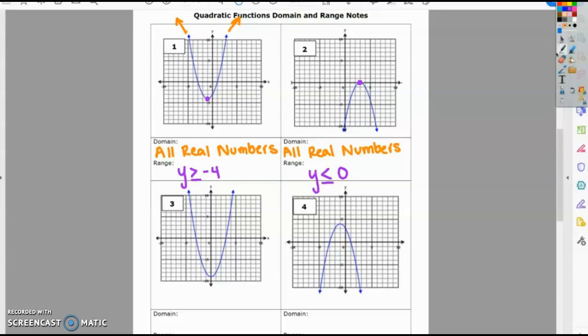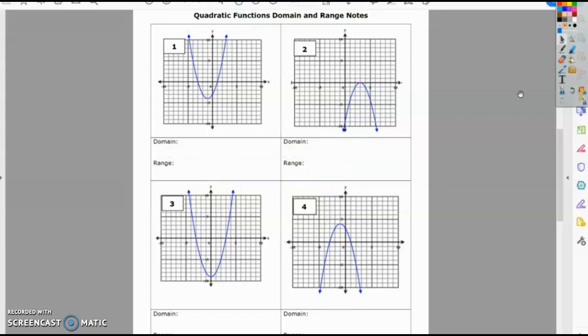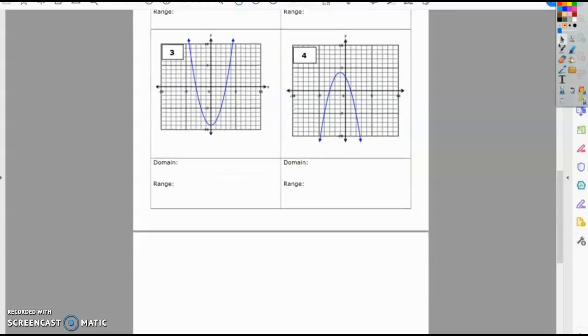All right. Last two, number 3 and 4. I'm going to clear those. So number 3, domain again is going to be all real numbers.